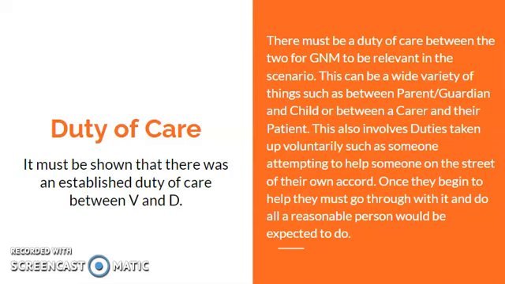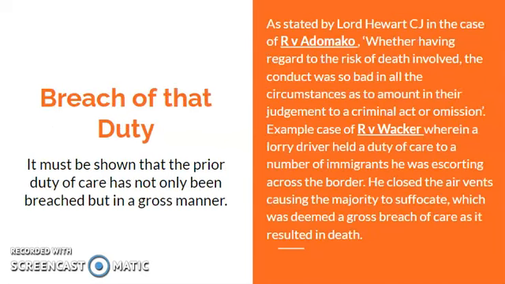For instance, in the case of R v Stone and Dobinson, where they voluntarily helped them, but then if you don't supply the needed care and they die under that, you have breached the duty of care, which is shown in this part, the second part. It must be shown that the prior duty of care has not only been breached, but in a gross manner.